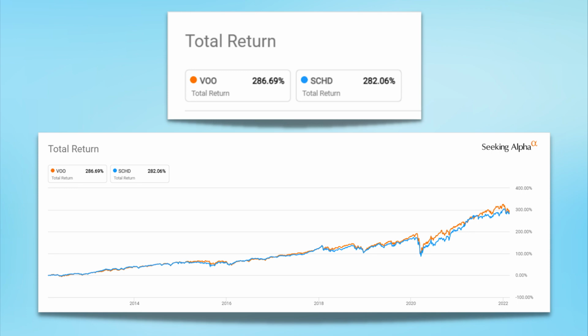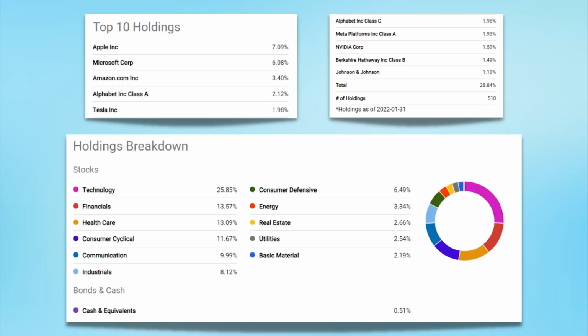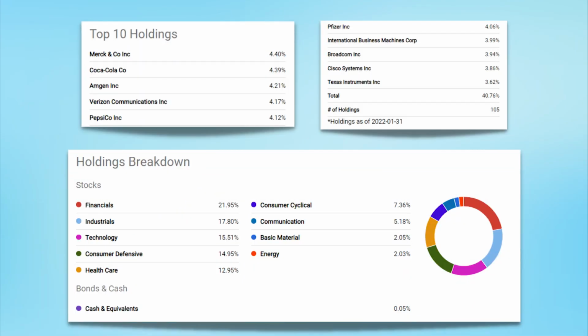A quick look at the holdings of each fund shows us why we see the differences in growth and yield. VOO's top 10 holdings are highly concentrated in the tech sector, making up 1/4 of the portfolio with names like Tesla, Amazon, Microsoft, Google, and Meta. This, of course, accounts for its significant growth advantage over the last several years, and they are well diversified, holding 510 individual stocks. SCHD's top 10 holdings are more stable and conservative, with well-known companies like Coca-Cola, Verizon, Pepsi, IBM, and Broadcom in the mix.